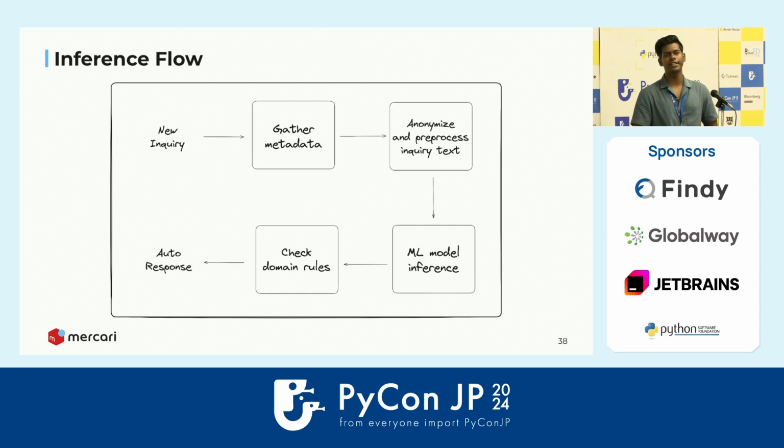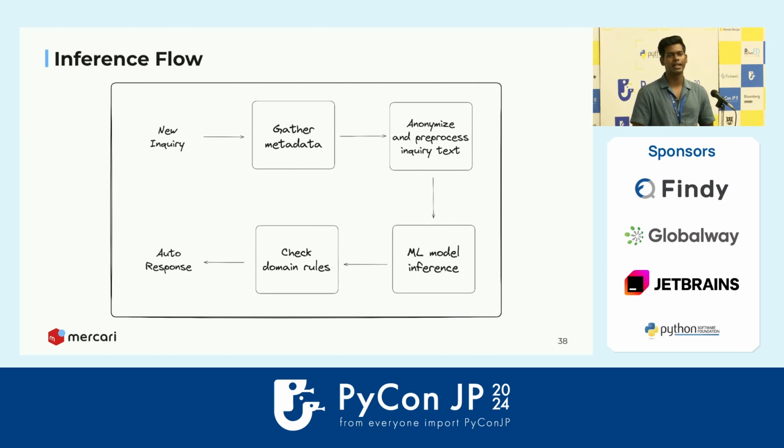All right, so at inference time, the flow goes like this. You receive a new inquiry. First, you gather all the relevant metadata. Since we are using many different kinds of metadata, we have to make calls to many different microservices and gather things like price, what's the restriction on seller, what's the shipping deadline. You get all this metadata by making calls to different microservices.